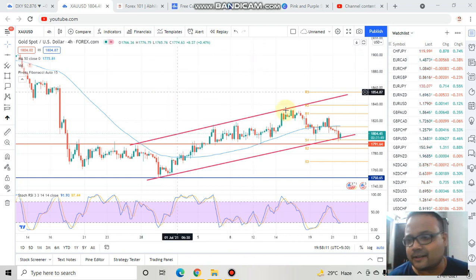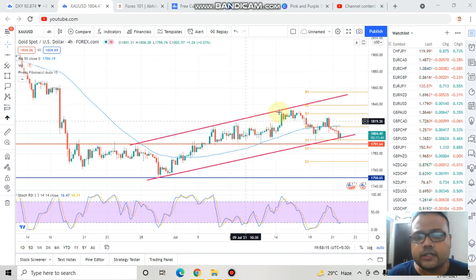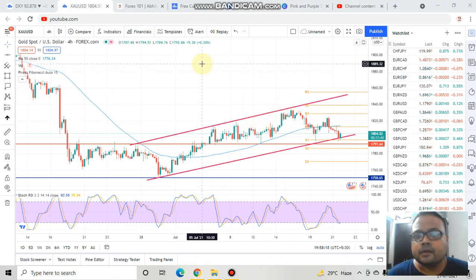So let's get started. So this is the 4-hour chart of gold USD in front of us right now. As you can see, I have got many lines here. Don't get confused. I'll be explaining them one by one.